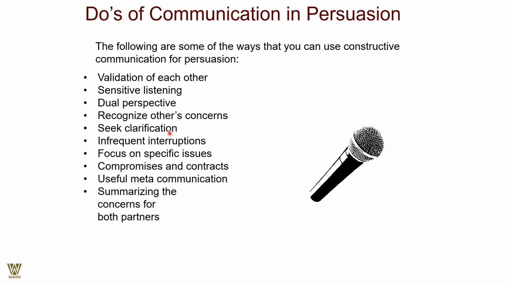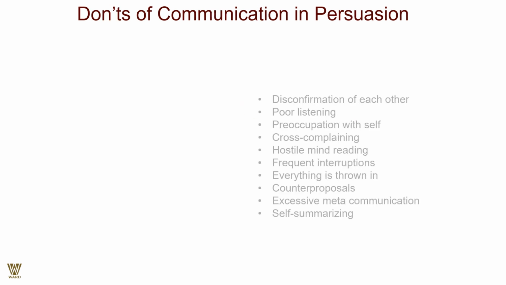So recognize the potential problems, the issues, the concerns of the other person. Seek clarification, avoid frequent interruption, compromise, contract. Useful meta communication is what we are looking for, and summarize the concerns from both partners as the case might be. This is what we are looking for in communication in persuasion as and when required.